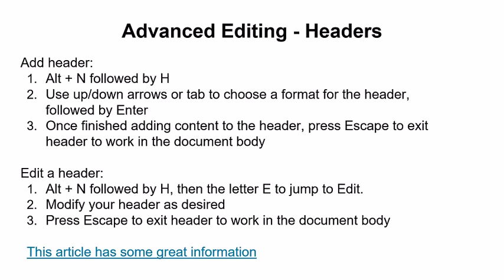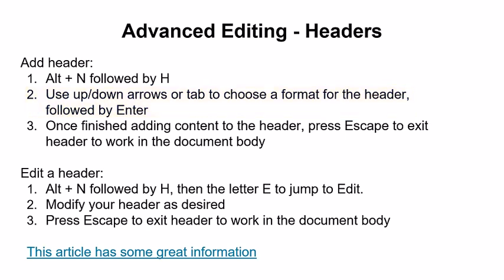So to add a header, you're going to press Alt plus the letter N followed by H to get into the header area of the ribbon. Use up and down arrows or the Tab key, either one, to choose a format for the header that you would like, followed by Enter. Once you press Enter, that header will be added to the document and you'll be allowed to make changes to it.